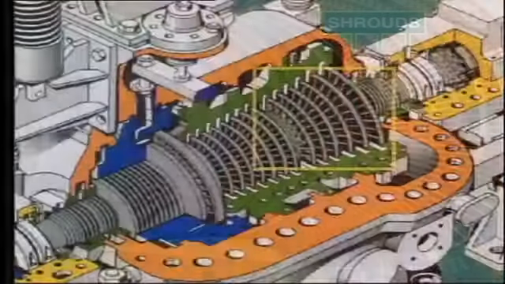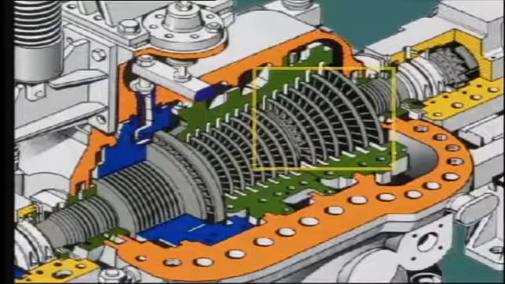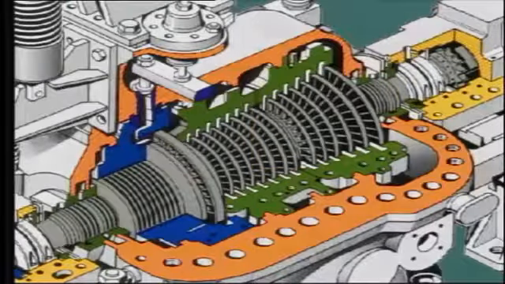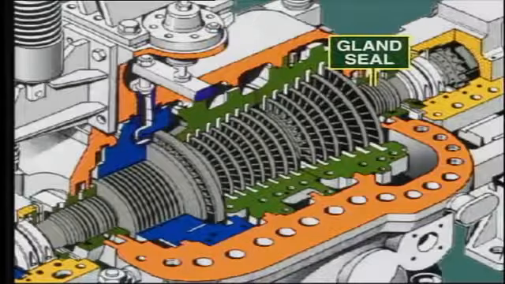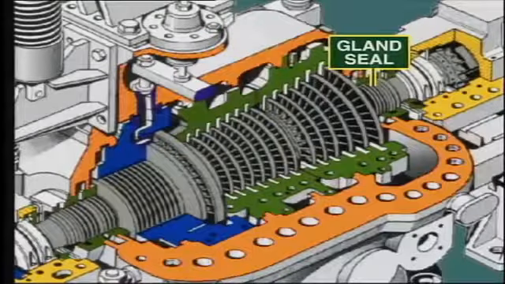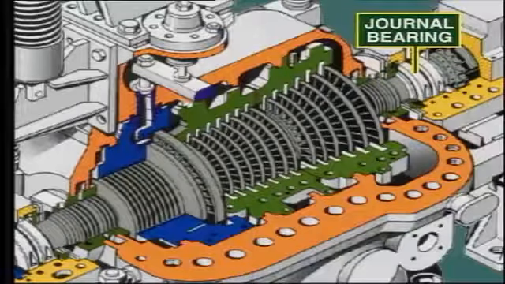Note the much larger size of the low-pressure blades in order to handle the increased volume of steam at this end. Now, continuing our examination along the length of the rotor, we come to the low-pressure end gland seal. This is at the interface between the casing and the rotor. Just on the outside of the casing is fitted the low-pressure end journal bearing.